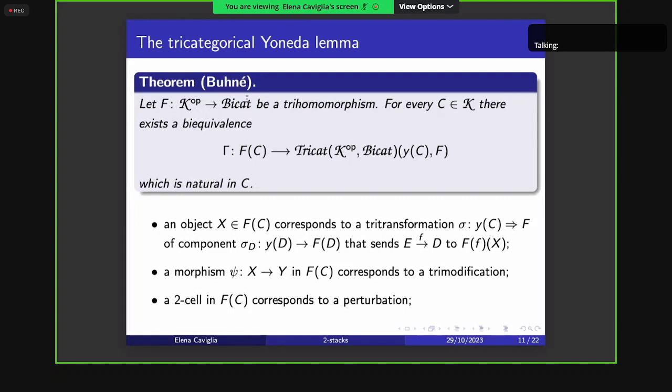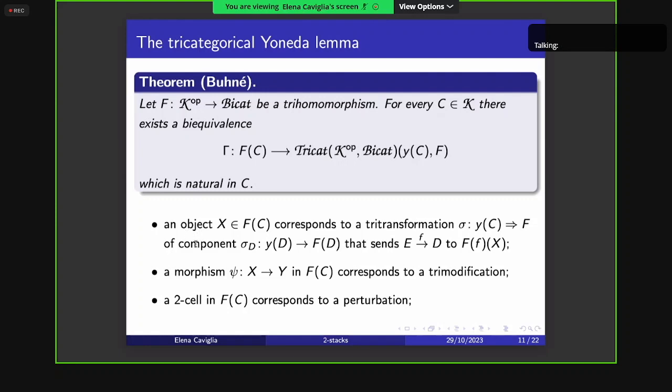So it says that if we have a trihomomorphism F, for every C in the two-category, we have a bi-equivalence between F of C and these objects, which is given by the tri-transformations from Yoneda of C to F. And this biequivalence is also natural in C. So explicitly, given an object X in F of C, this will correspond to a tri-transformation from Yoneda of C to F. And this tri-transformation has as component D something that sends a morphism F from E to D to F star of X. This is exactly what happens in dimension 1.